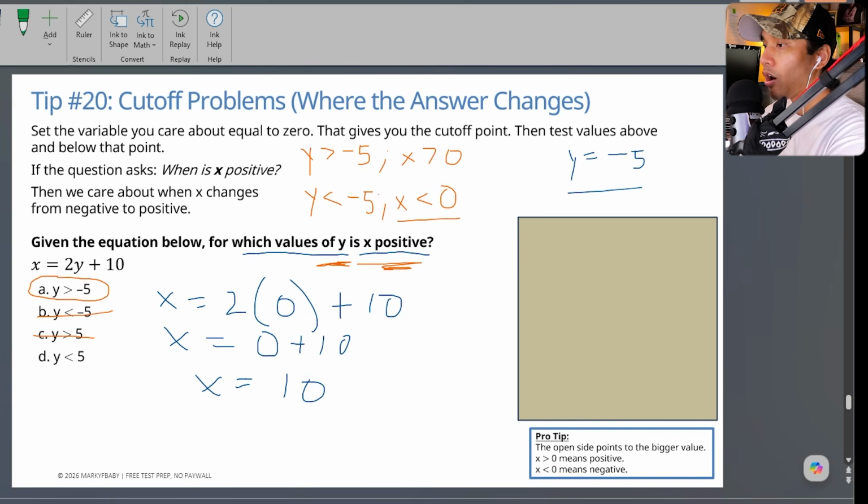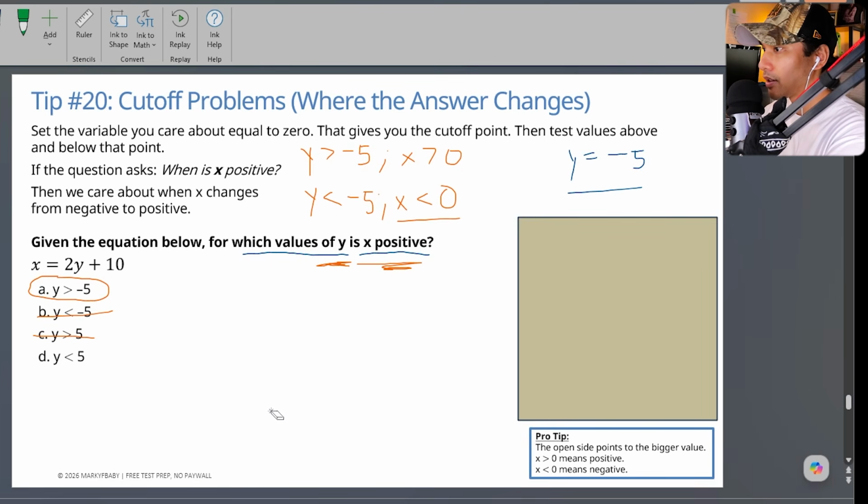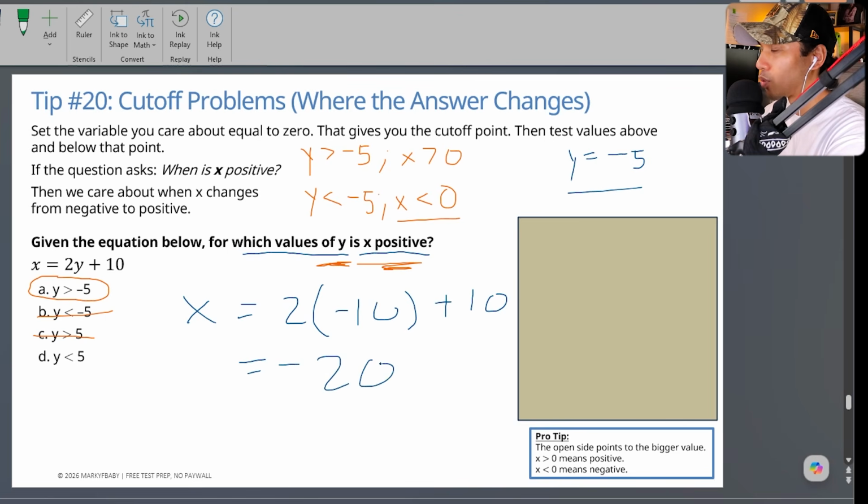But not all numbers will yield a positive value, right? So let's go ahead and choose, let's say, negative 10. x equals 2(negative 10) plus 10, and that's going to give us negative 20 plus 10, and then we get negative 10, and that gives us a negative number, and that's not positive, okay?